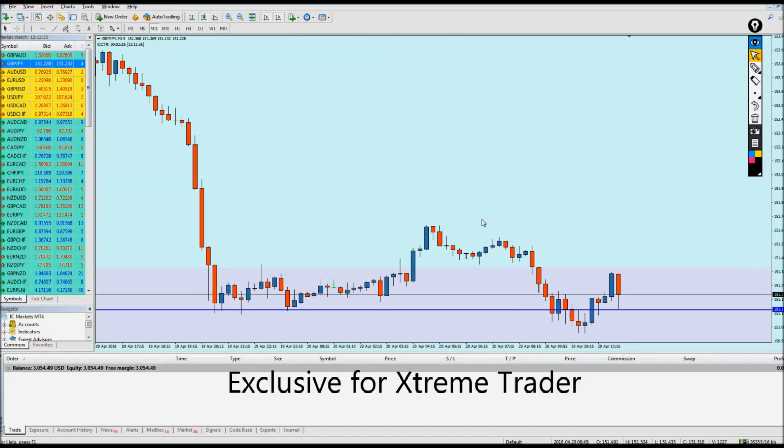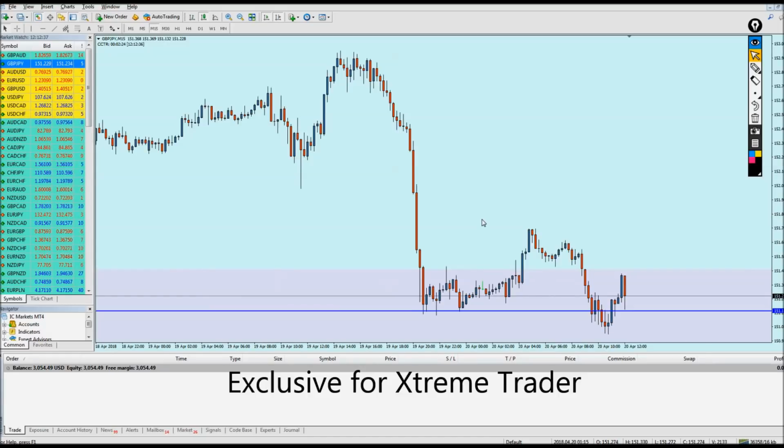So guys, I hope by this you have understood exactly how to select your support and resistance lines, and I wish you guys very profitable trading. Today is Friday. Be careful of the market.